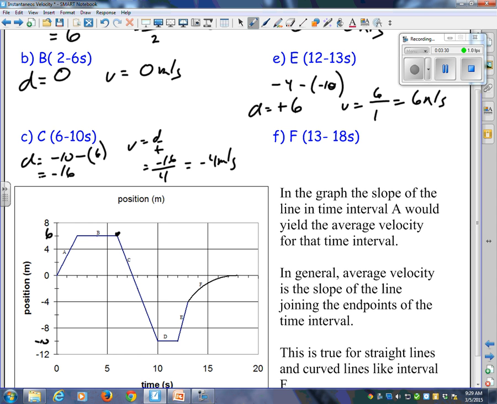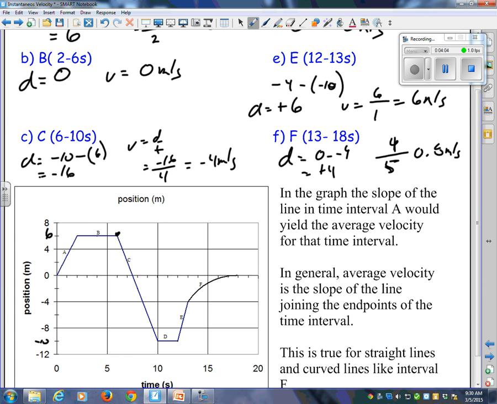Does the fact that F is curved matter? You know from yesterday that curved lines means that it's not moving at a constant velocity, it's actually speeding up or slowing down, but does it matter? And the answer is no. The displacement is 0 minus minus 4, plus 4, and your velocity is 4 over how many seconds? 1, 2, 3, 4, 5. 0.8 meters per second.